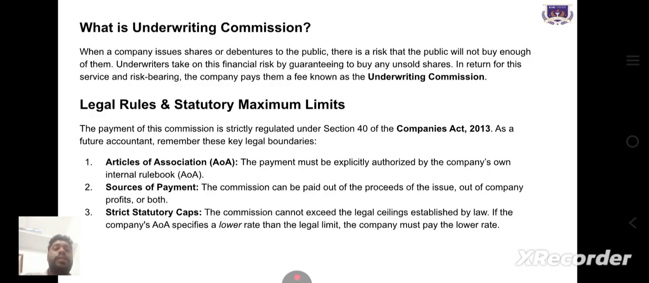Legal rules and statutory maximum limits. The payment of the commission is strictly regulated under Section 40 of the Companies Act 2013. As a future accountant, remember these key legal boundaries: articles of association, sources of payment, and strict statutory caps.